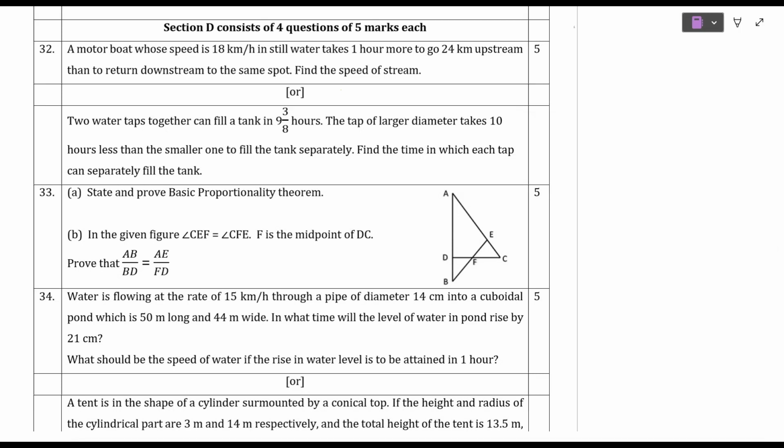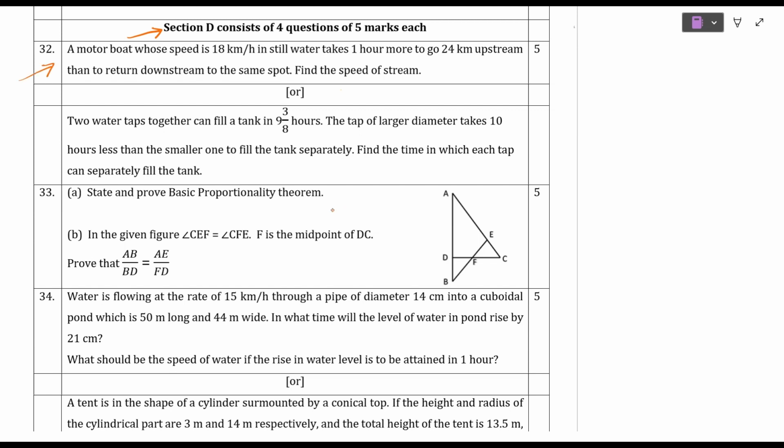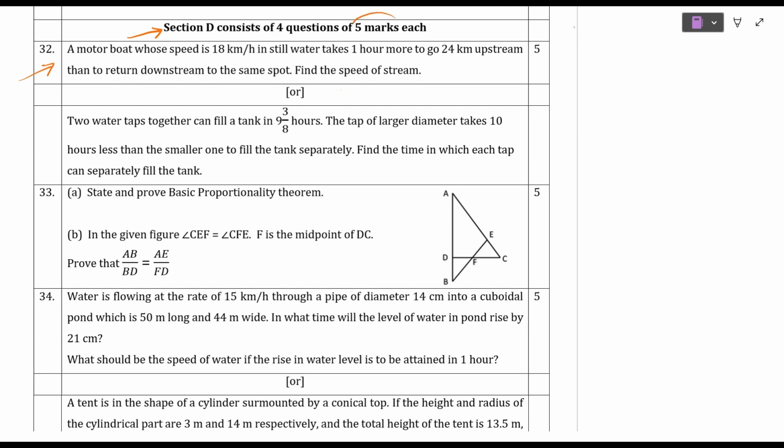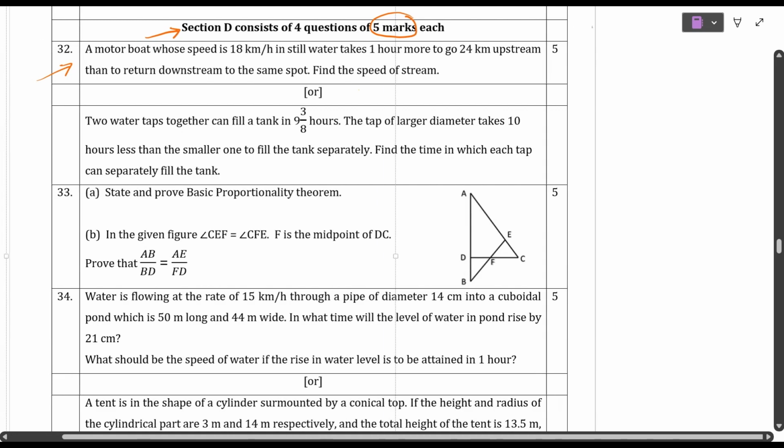Hi students. In this video I am going to explain section D questions. Section D sample question paper. Here question number 32 has an internal choice. Each question carries 5 marks. Either A or B, so any one you can solve. Now I am going to explain both the questions.